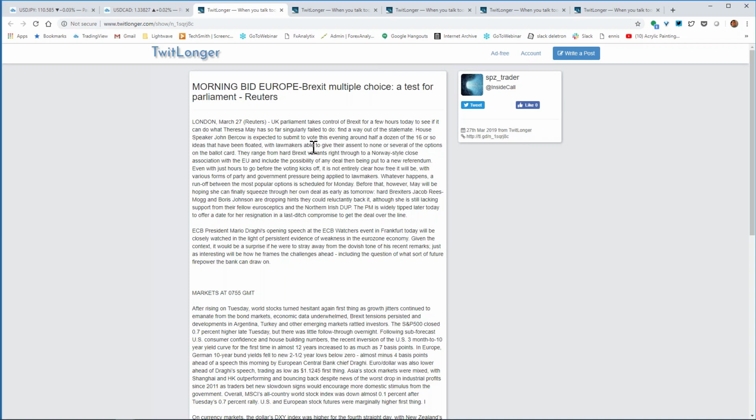ECB President Mario Draghi's opening speech at the ECB Watchers event in Frankfurt today will be closely watched in light of the persistent evidence of weakness in the Eurozone economy. Given the context, it would be a surprise if he were to stray away from the dovish tone of his recent remarks. Just as interesting will be how he frames the challenges ahead, including the question of what sort of firepower the bank can draw on.